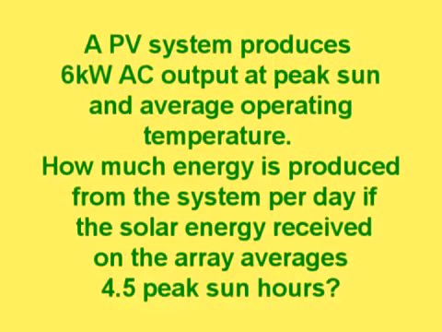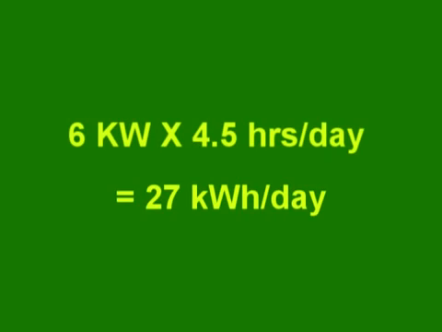A PV system produces 6 kilowatts AC output at peak sun and average operating temperature. How much energy is produced from the system per day if the solar energy received on the array averages 4.5 peak sun hours? 6 kilowatts times 4.5 hours per day equals 27 kilowatt hours a day.